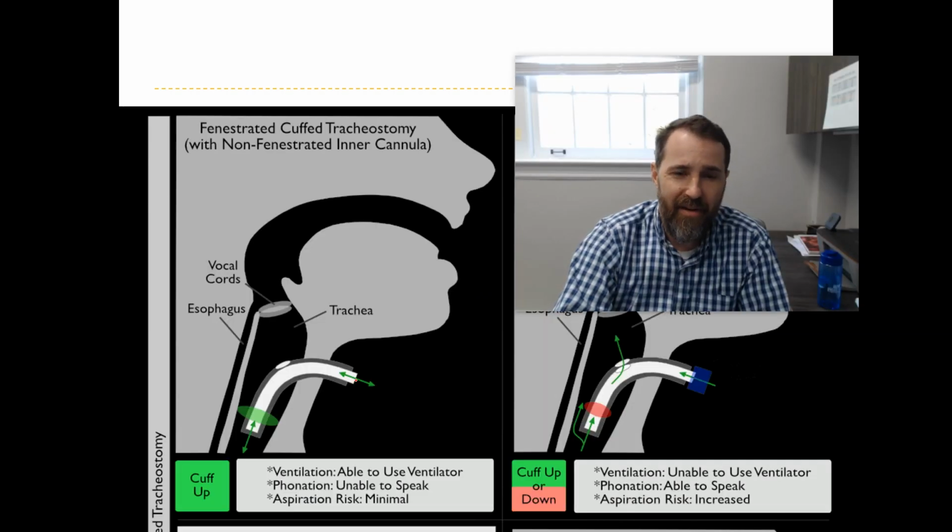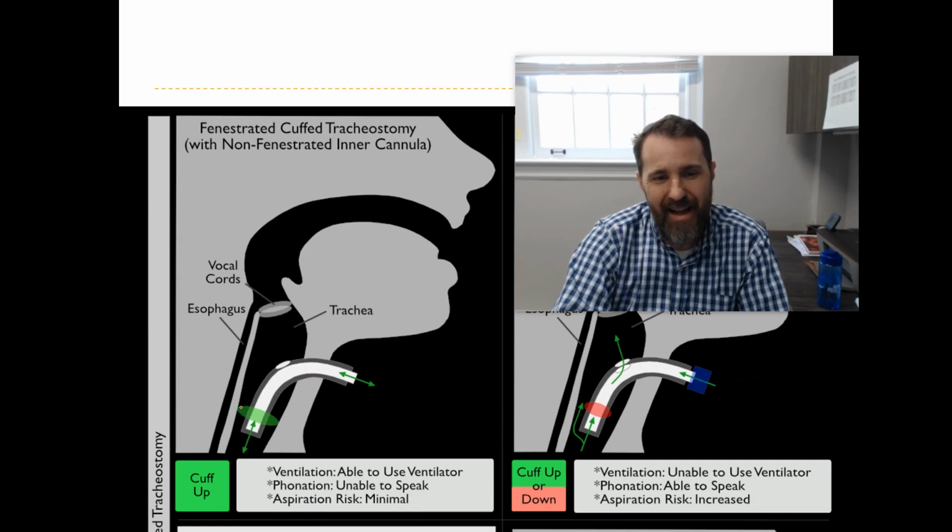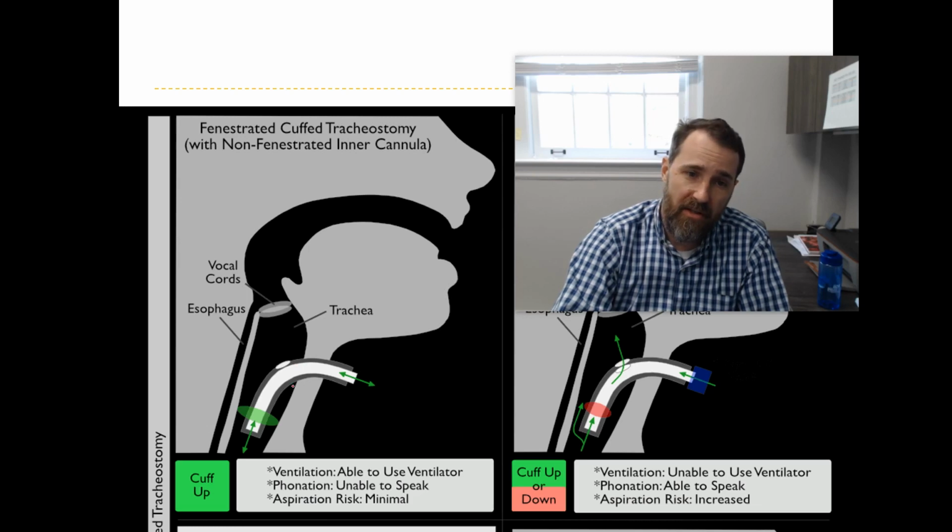All right, here we have a fenestrated and cuffed tracheostomy tube, but the inner cannula is non-fenestrated. So with the inner cannula being not fenestrated and the cuff inflated, the only way air is going to pass in and out of the body is through the tracheostomy tube. The air has no path to get around the cuff or through the fenestrated outer cannula into the natural airway.